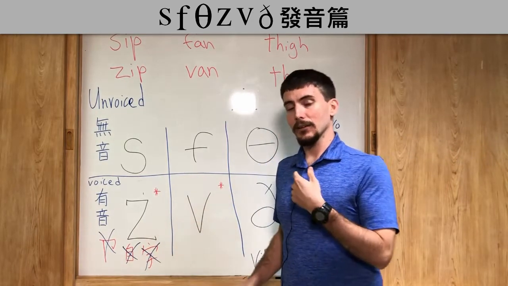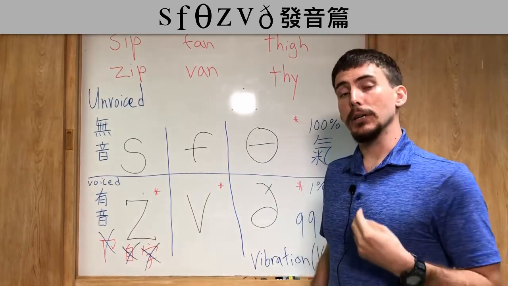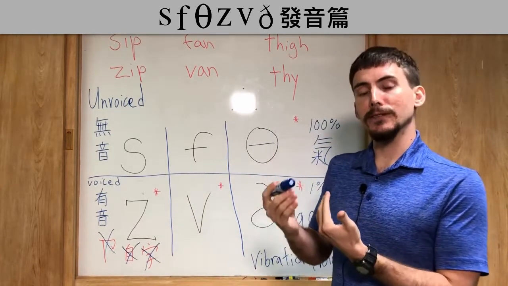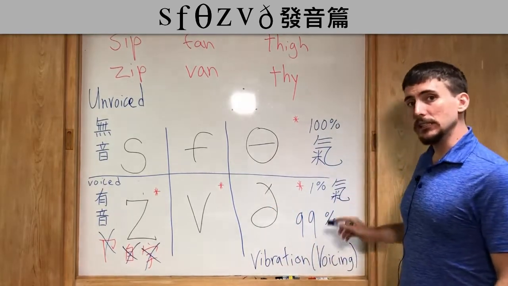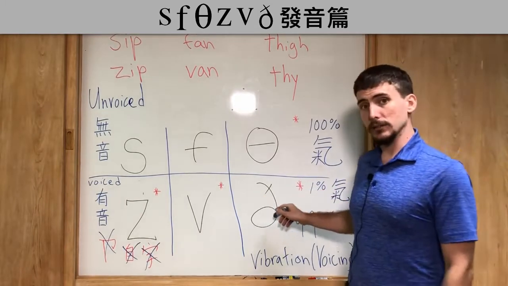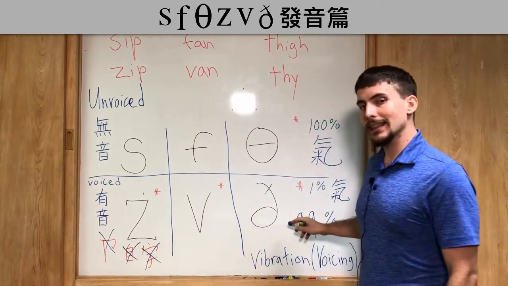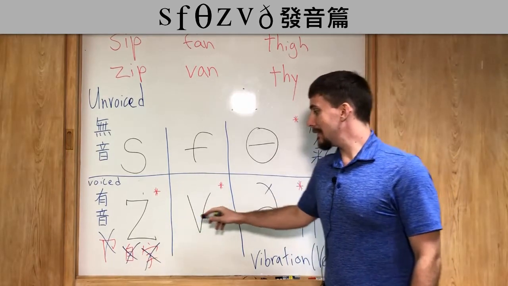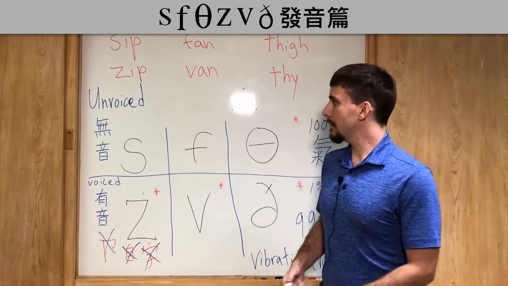Zzz. Now, sometimes the microphone will amplify the air sound. But in real life, when you're talking to a person face to face, they should not hear any air sound when you speak these sounds. Z, v, v, z, v, v, all vibration.